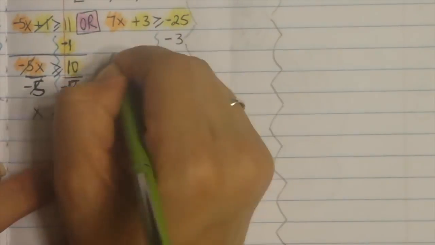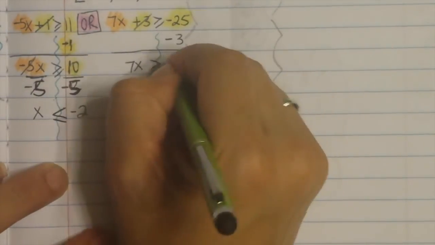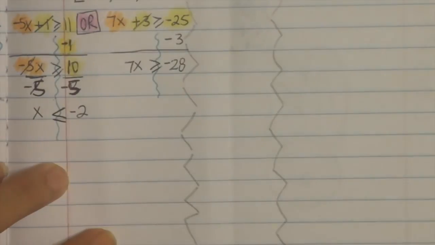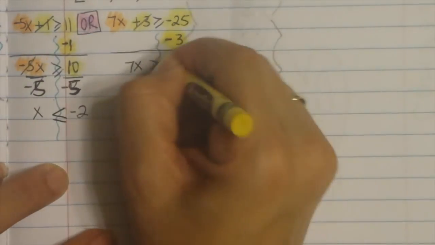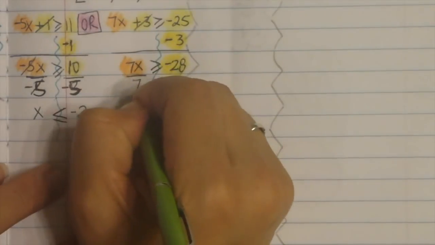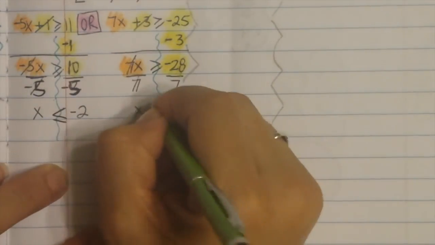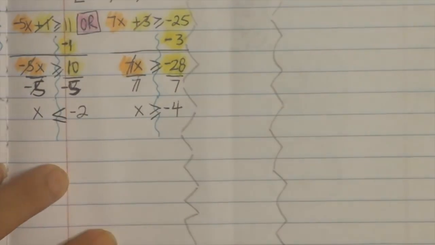On the right hand side, I'm going to subtract 3. So I bring down 7x is greater than or equal to negative 28. Then I'm going to divide by 7. Did I divide by a negative number? No. So do I change the direction? No. So I'm just going to get x is greater than or equal to negative 4.